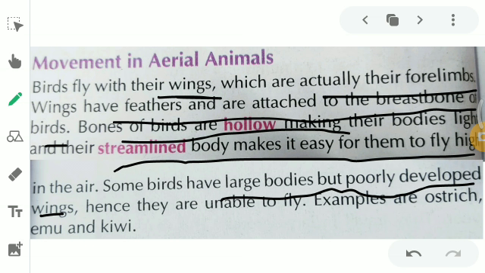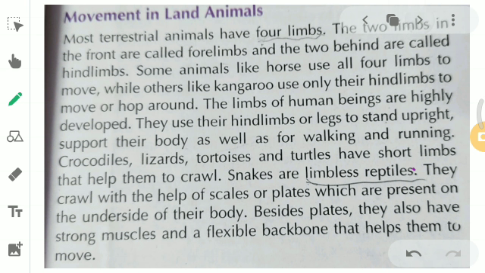What is the reason? Birds like hen, ostrich, emu do not fly. A hen may fly to some height. Ostrich and emu cannot fly. What is the reason? The large body and poorly developed wings. Hence, they are unable to fly. Examples of birds which cannot fly are ostrich, emu, and kiwi. This is the movement in aerial animals. Next one, movement in land animals.